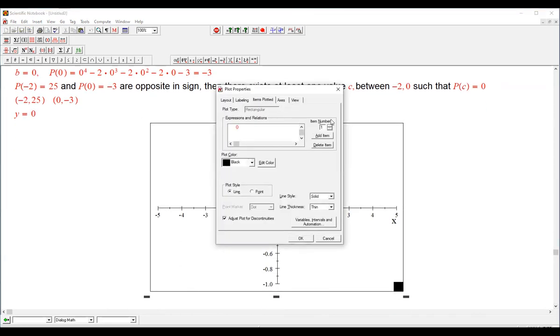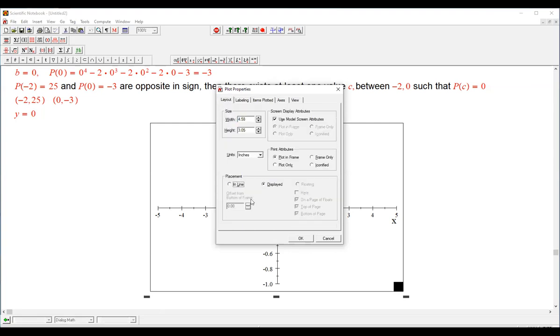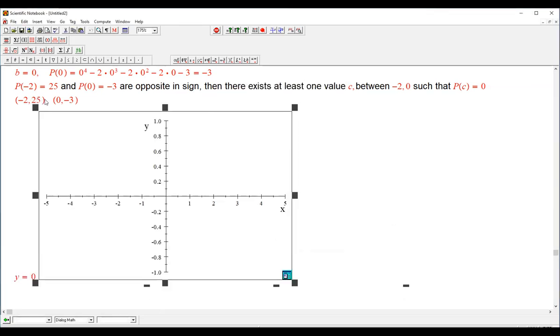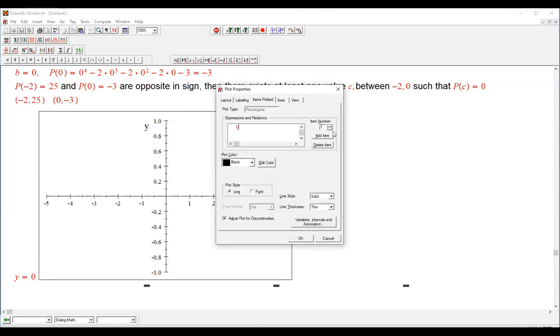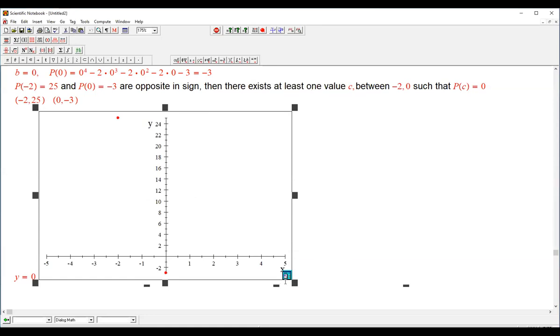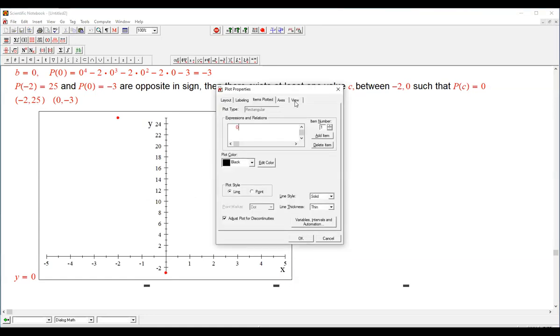Okay, we're going to plot these two points together in the picture. So (-2, 25), I'm going to make it a red dot. And the other point is (0, -3). We have two dots.